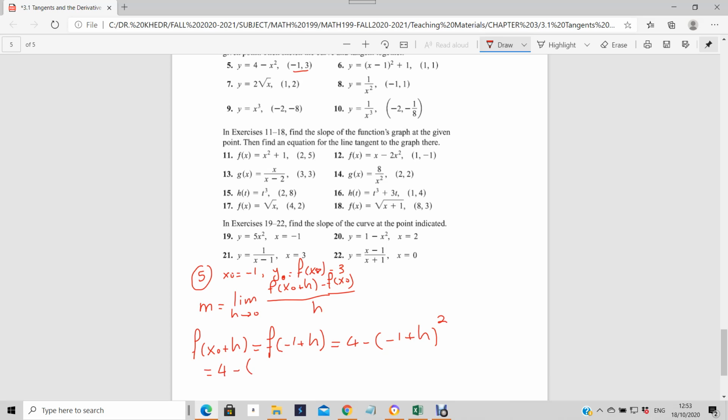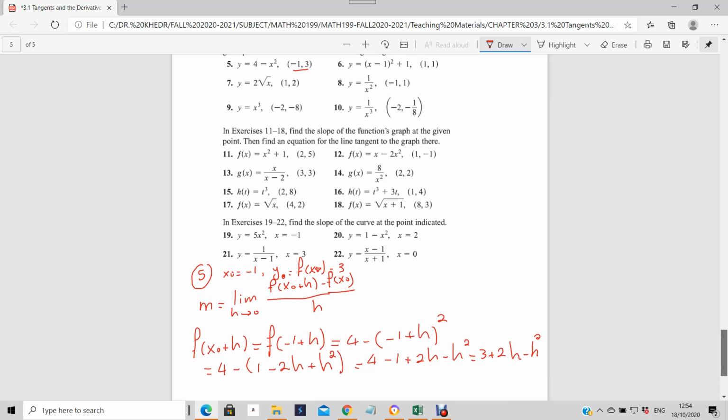Okay, so it's 1 minus 2h plus h squared, because this is a complete square: the square of the first term, plus 2 times the first term times the second term, plus the square of the second term. And then you have to expand again: 4 minus 1 plus 2h minus h squared. So in the simple form, this will be 3 plus 2h minus h squared. So this is f of x0 plus h.